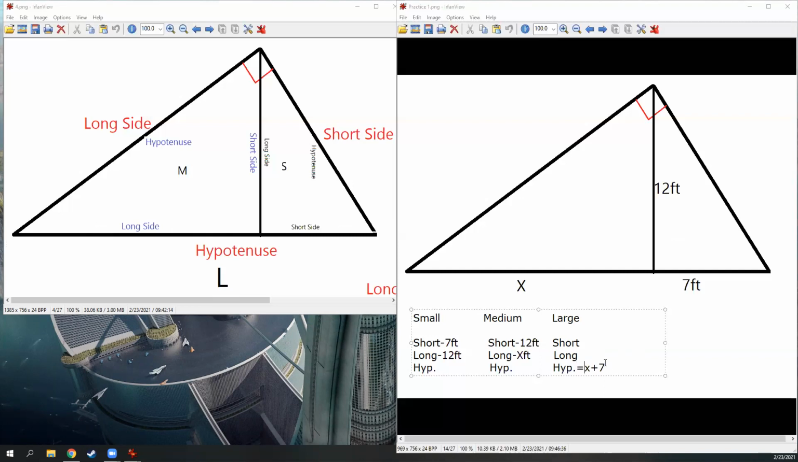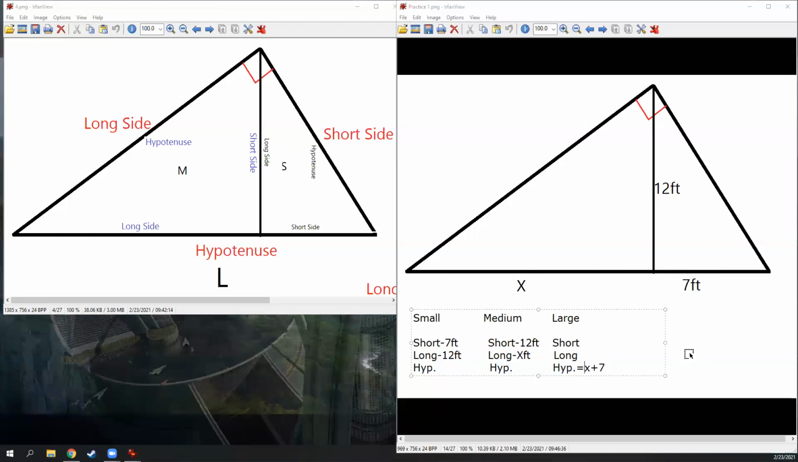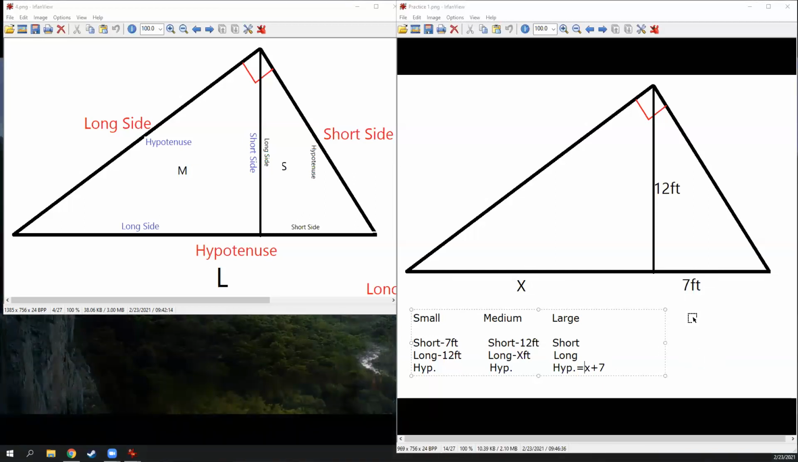So the large triangle's hypotenuse, we do have. We can take this piece and this piece, add them up, and that's the hypotenuse, x plus 7. Now you can see that obviously there's going to be some mildly complicated algebra in this. That should have been pretty obvious, but it's going to get much easier now.